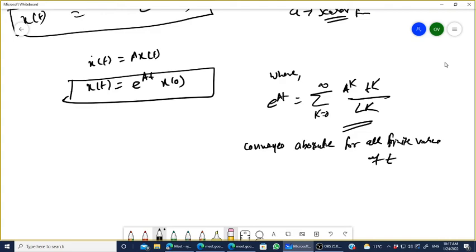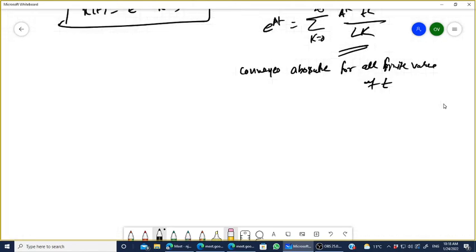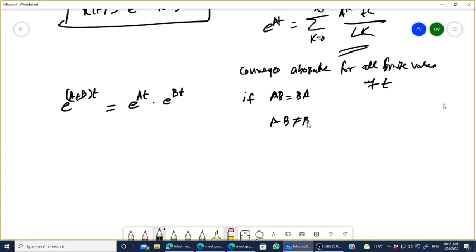Okay. Now one more example, one more property. You know, e to the power a plus b into t, if you write, then it means you can write it as e to the power at into e to the power bt, right? You can always write this equation whenever AB is equal to BA. If it does not hold, if AB is not equal to BA, then you can't write e to the power A plus B t is equal to e to the power At into e to the power Bt. Remember, right? So this is the property.